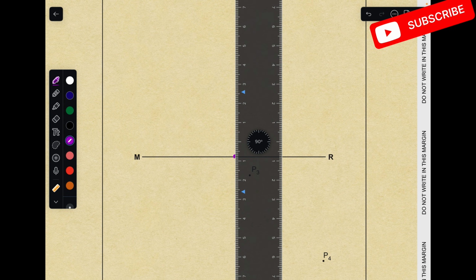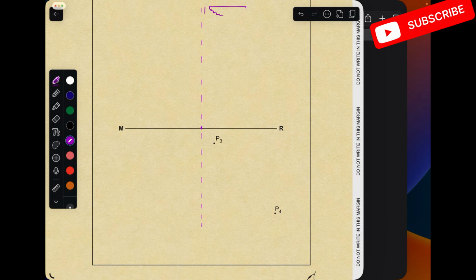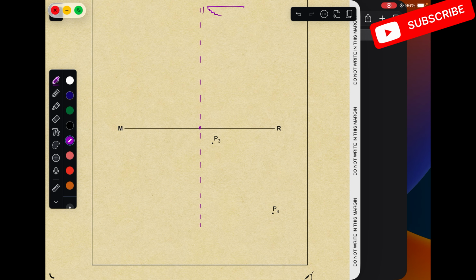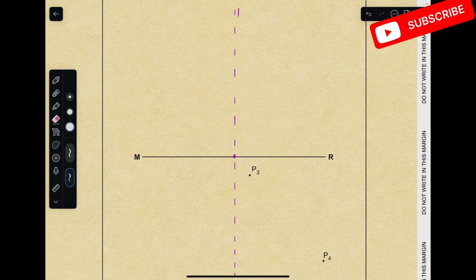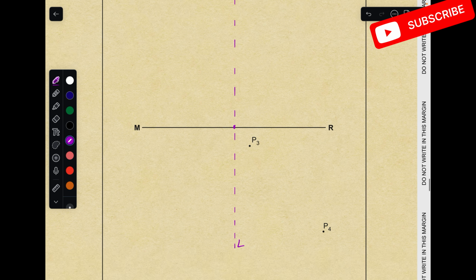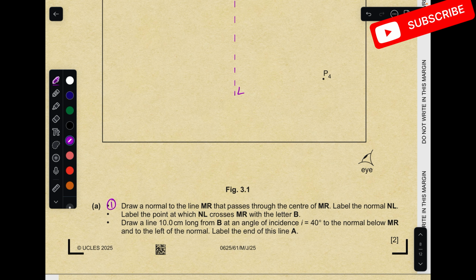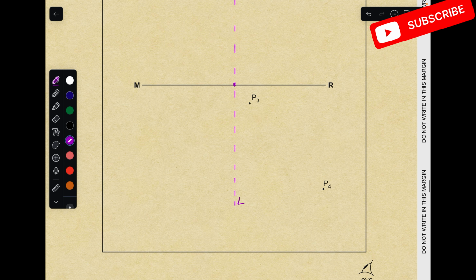You can draw a dotted line, like this. You have to call this NL. This is N and this side is L, let's suppose. Second point is: label the point where NL crosses MR as the point B. This is the point where it is crossing, so you have to label it B.